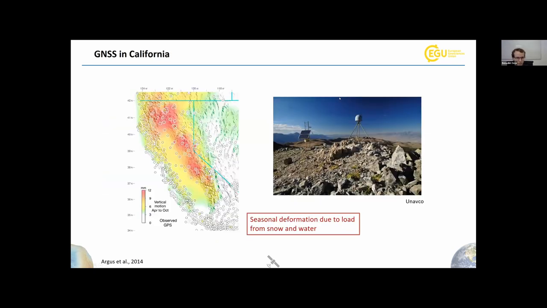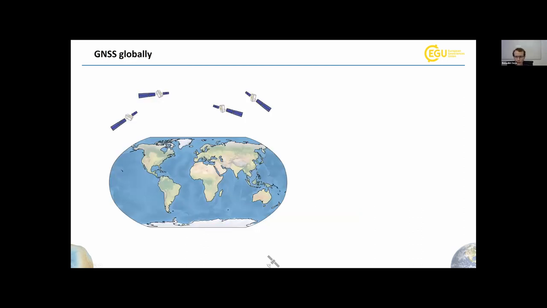Finally, an example from California, where GNSS can be used to monitor seasonal deformations due to the load from snow and water. You can, for example, see that during the winter months, there's a lot of accumulation of snow and then also water, while in the spring and summer, all this melts and this load is then removed. And as a result, we can see a strong uplift in the vertical GNSS components, as you can see in this plot. Then we have uplift of several millimeters up to a centimeter in California due to these changing hydrological conditions. So these were some examples from specific locations all over the world.